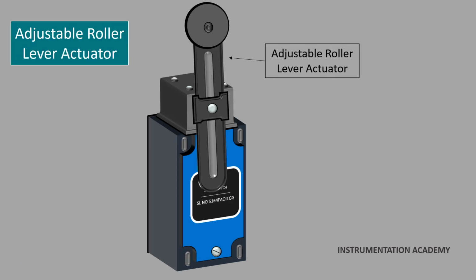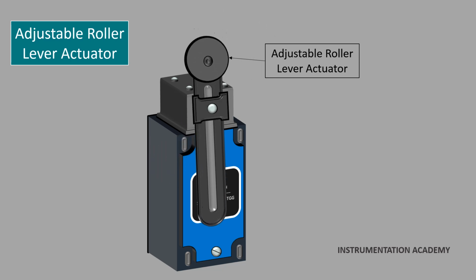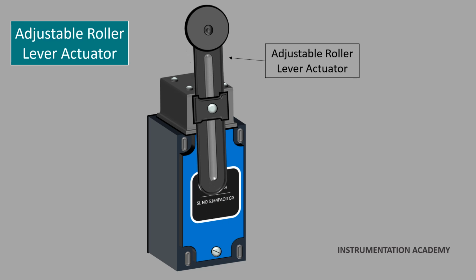Adjustable roller lever. An adjustable roller lever is similar to a standard roller lever. The length of the lever is adjustable from a few millimeters to up to 5 centimeters. The rollers are also available in various diameters.